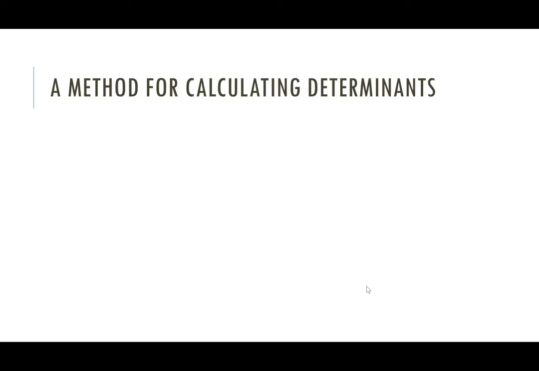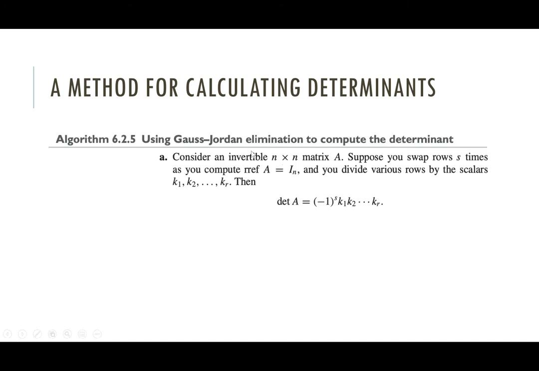But okay, if prayer doesn't work, let's give you at least one method for actually calculating determinants in this video. Using Gauss-Jordan elimination, if you have an invertible n by n matrix, suppose you swap rows s times as you compute the reduced row echelon form, and you divide various rows by scalars. Then this is basically the equation we already saw: the determinant is just -1 to the number of row swaps, times the scalars you divided by.